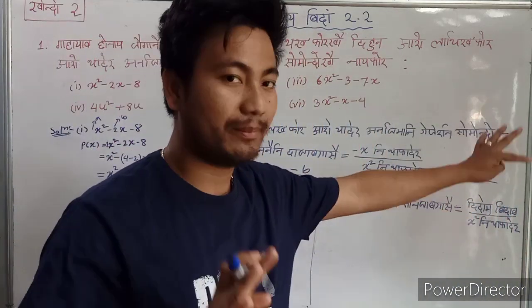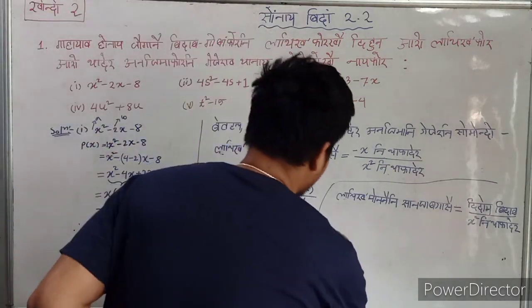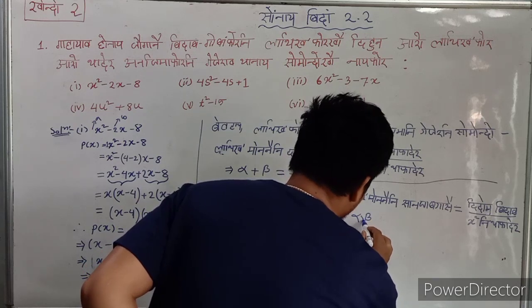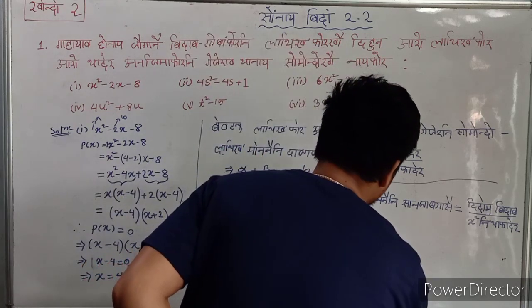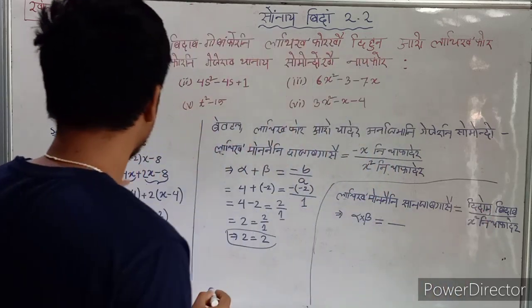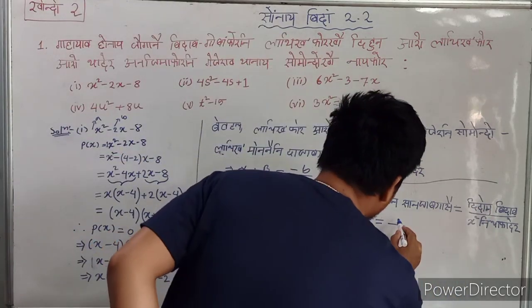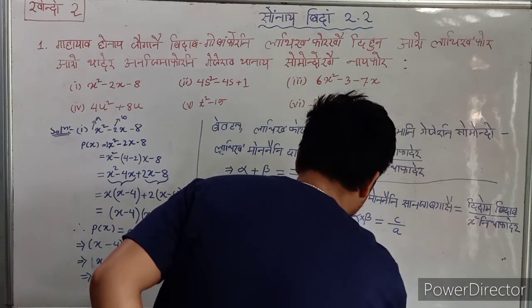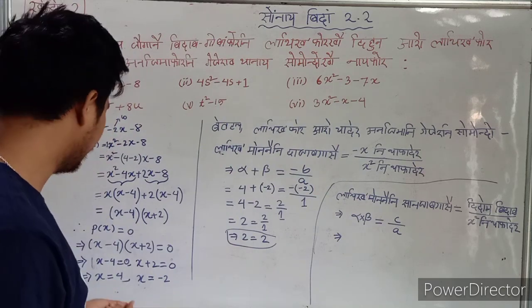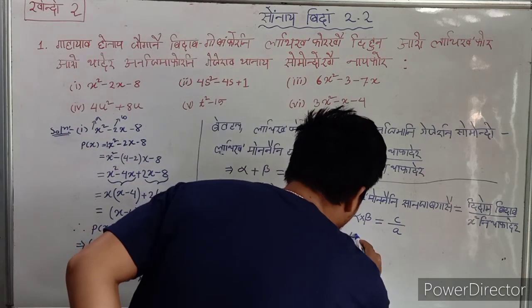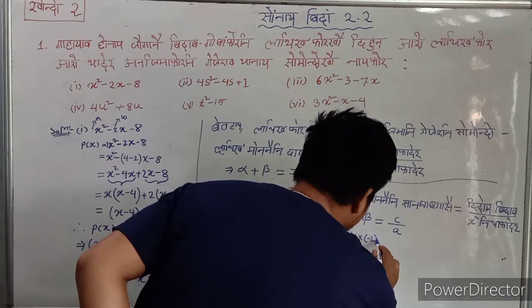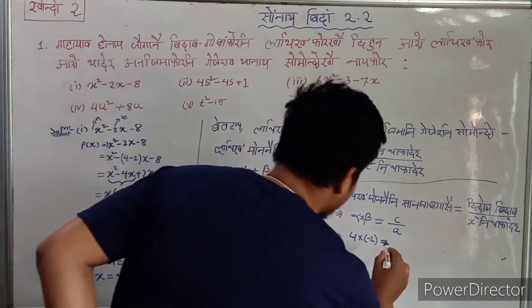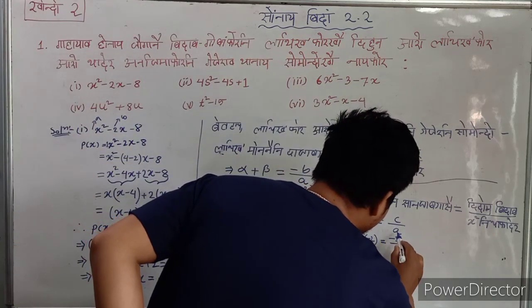Alpha into beta is equal to, and beta was in a mark, so we can use the formula C. So we have last two minutes, 4 into 2, coming by 4 into minus 2. So C out, then 8 minus 8, minus 8 by A.